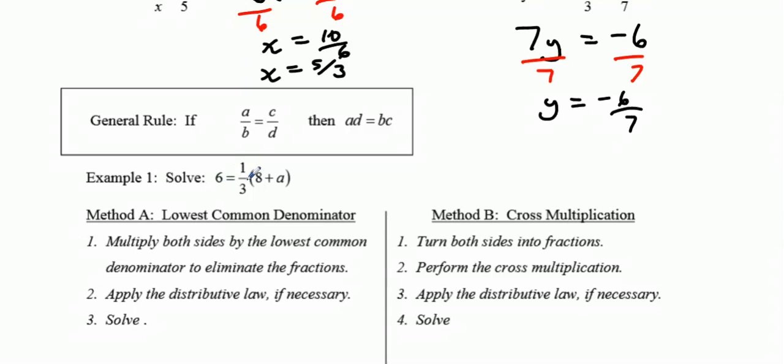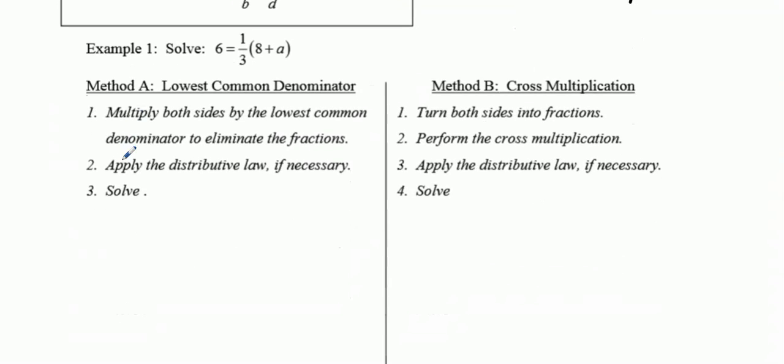Solve 6 equals 1/3 times 8 plus a. So there's a couple of different ways you could do this. You could cross multiply, or you could think about opposite operations again. So remember what happened to the a. We added 8 to it, and then we multiplied it by 1/3. So we could do the same thing but in the opposite order. We could divide by 1/3 on both sides and then subtract 8. So that's one way to do it.